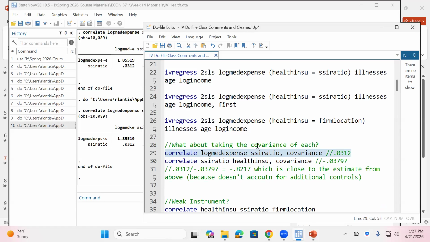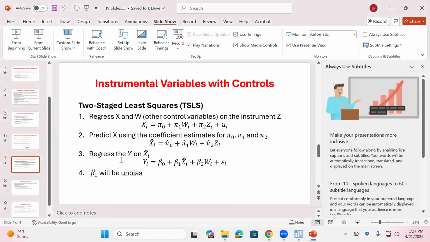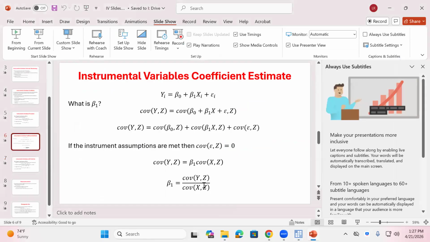Now, one thing I wanted to point out here. If we go back to our end result from that mathematical proof, we said the coefficient estimate I see from my second stage should also be equal to the covariance between Y and Z divided by the covariance of X and Z.